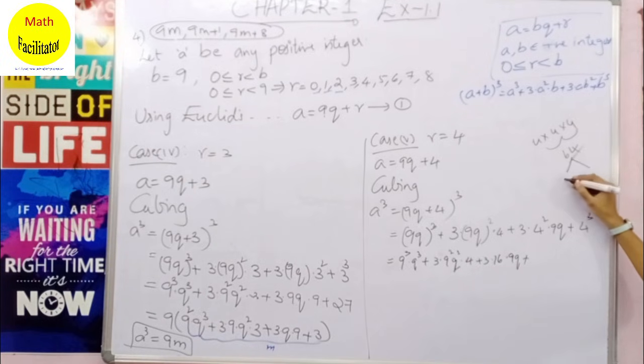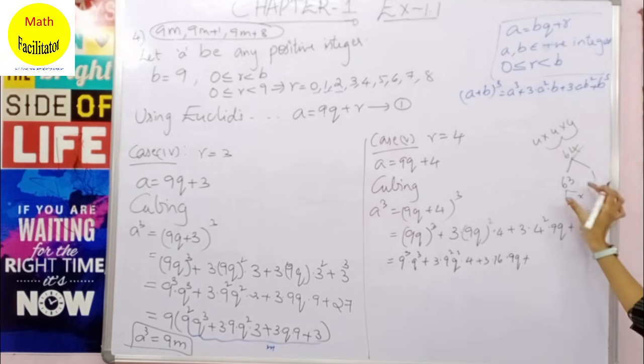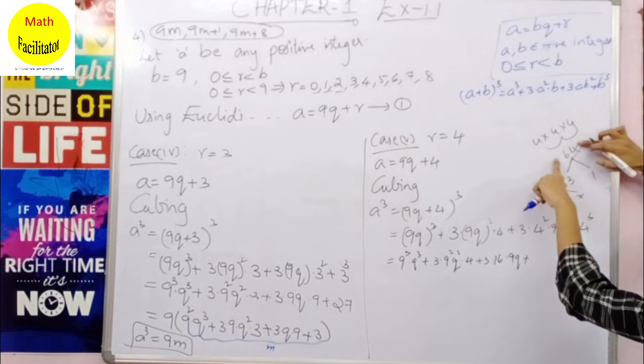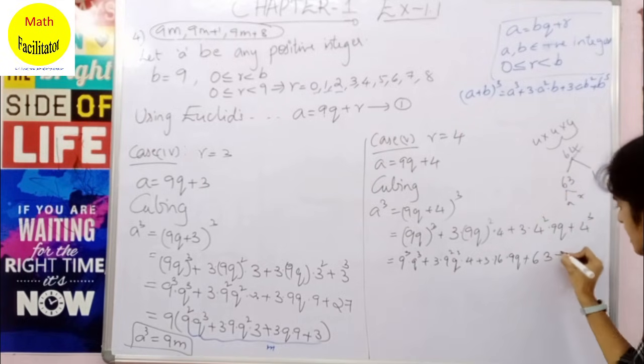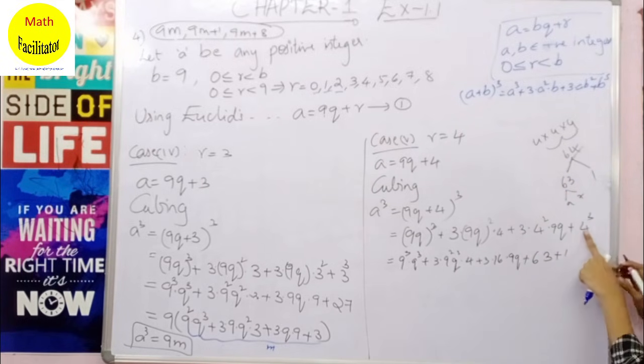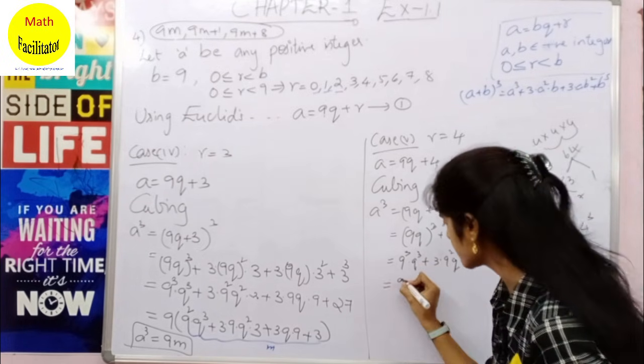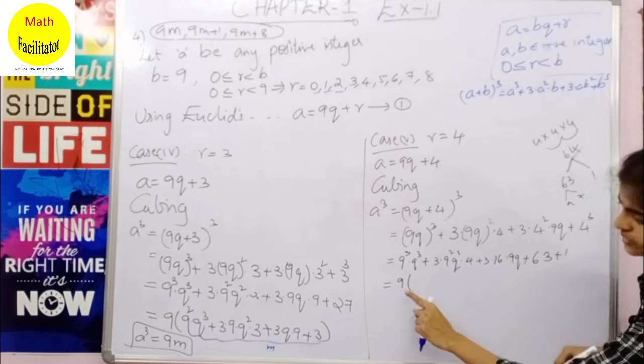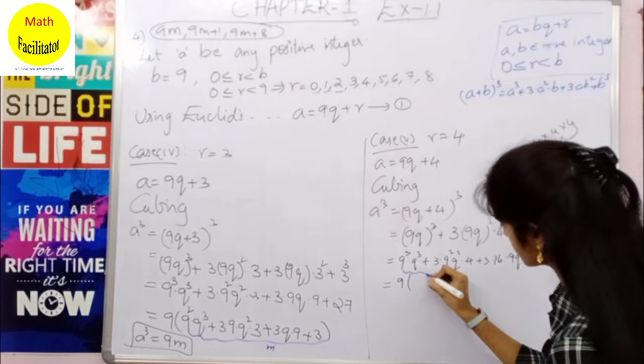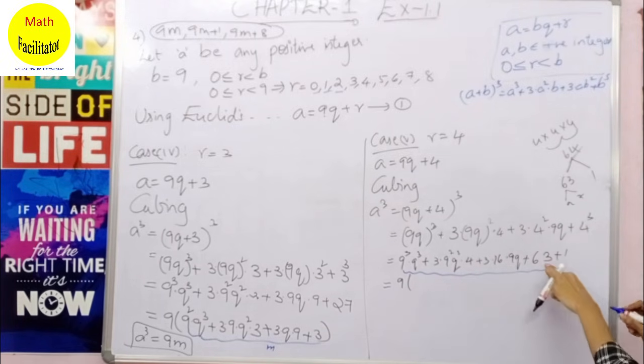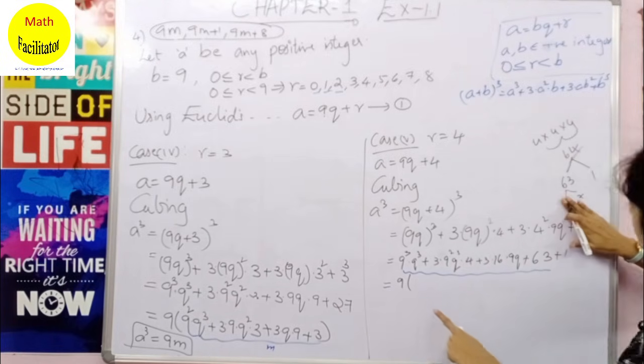Now see, 64 you can write as 63 plus 1. 63 is nothing but 9 sevens are 63, so that means you can take 9 common from this number. That is the reason I am splitting 64 as 63 plus 1. Just see why I am doing it. I'll explain again: taking 9 common from all these terms, including 63, because 9 sevens are 63.